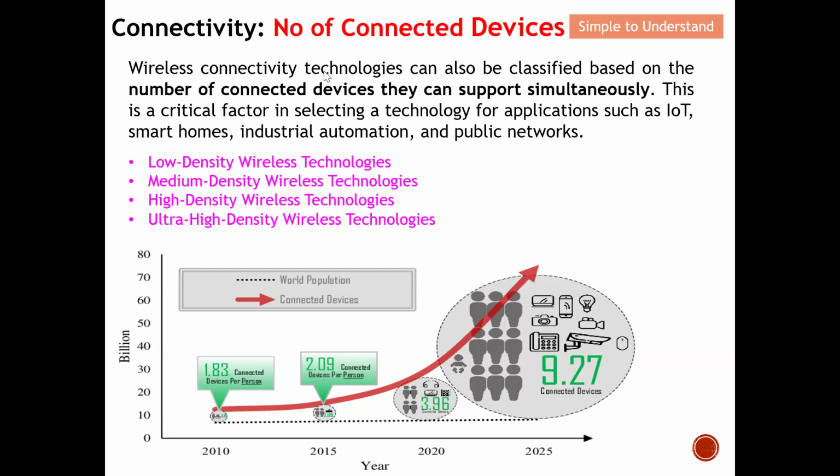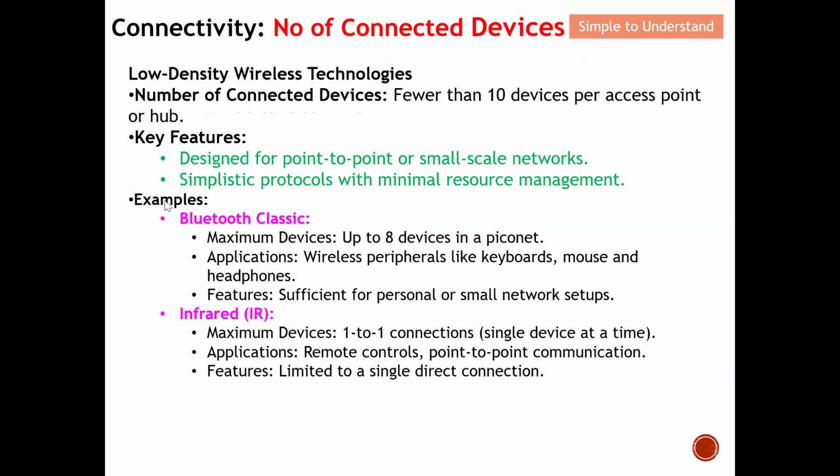Wireless connectivity technology can also be classified based on the number of connected devices that it can support simultaneously. This is a critical factor in selecting a technology for applications such as IoT, smart home, industrial automation, and public networks. For the number of connected devices, there is low density, which doesn't support a lot of connections, then medium density, high density, and also ultra high density wireless technology. Let's take a look at the low density wireless technology.